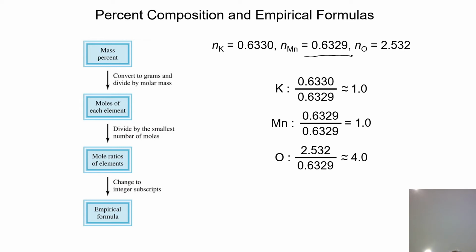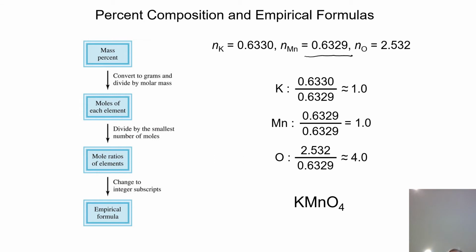Manganese is an exact 1.0, and potassium and oxygen are very, very close to a whole number. And if we are that close, then we assume that that is the whole number. I'll give you an example of what we do if that isn't the case. So our molecular formula for this compound is KMnO4.